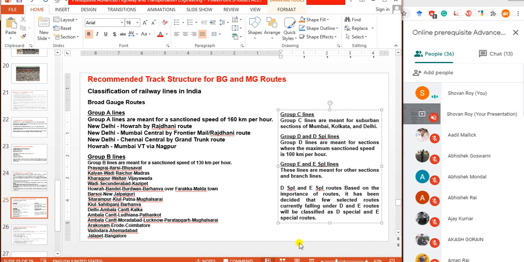The D special and E special routes: based on the importance of routes, it has been decided that a few selected routes currently falling under D and E routes will be classified as D special and E special routes. So Group A, Group B, Group C, Group D special, Group E special. These are the main classifications of railway lines in India under broad gauge routes.